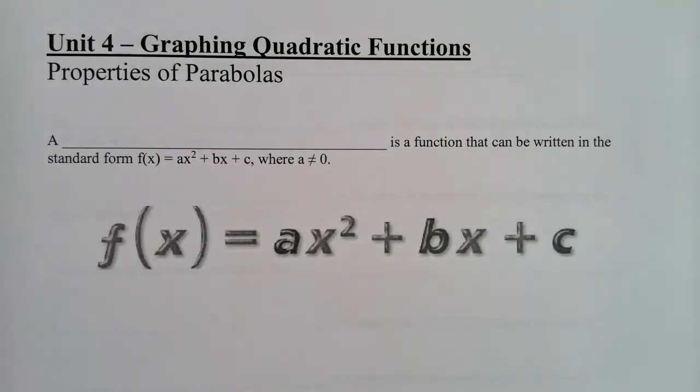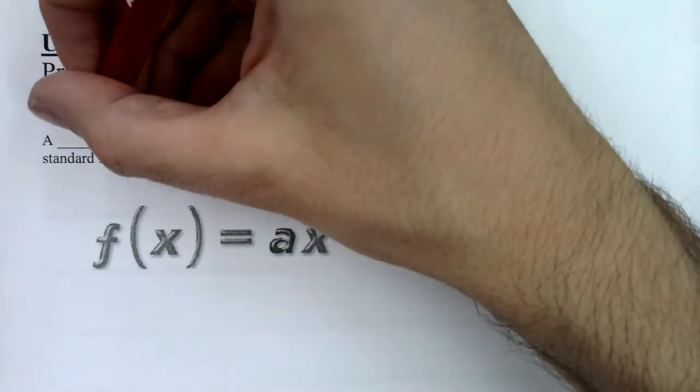Okay, this is Unit 4 in Algebra 2 CP. The unit is called Graphing Quadratic Functions, and this is Lesson 1. Lesson 1 is called Properties of Parabolas. All right, so one definition to start. The unit is called Graphing Quadratic Functions again, and this first definition is quadratic function.